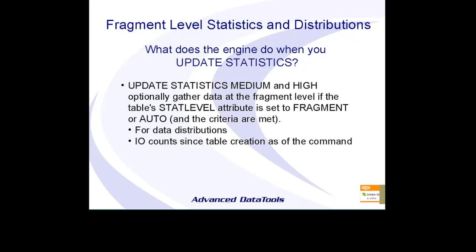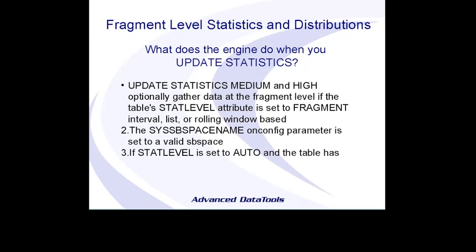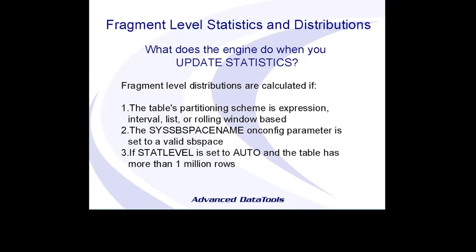Fragment level distributions are calculated if the partitioning scheme is not a round robin. So basically, interval, list, expression, or rolling window based partitioning schemes. It will not calculate fragment level distributions for a round robin table because there's no way of knowing what data is in which fragments at runtime.